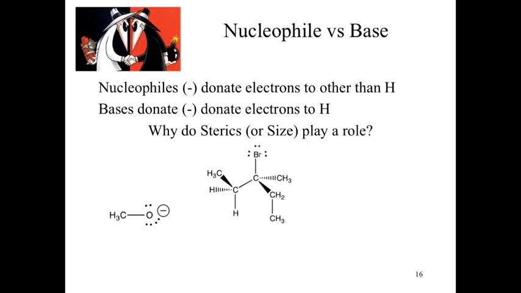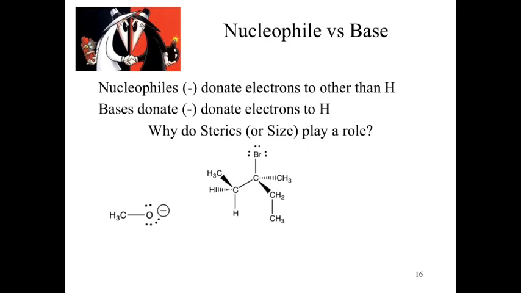So the next issue that we're going to encounter here is this concept of a nucleophile versus a base. They do have different definitions, but the definitions are pretty subtly different. Your nucleophiles donate electrons to anything other than a hydrogen, and your bases donate electrons to hydrogen. So both a nucleophile and a base are going to be negatively charged, or at least have some source of electrons. So how do we decide, is it a base, is it a nucleophile? Well, that's kind of a challenge.